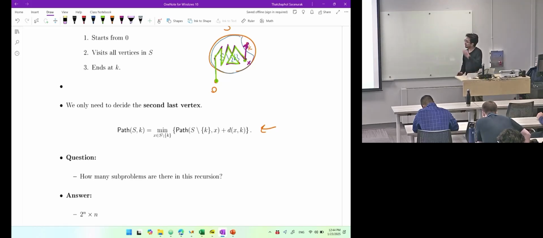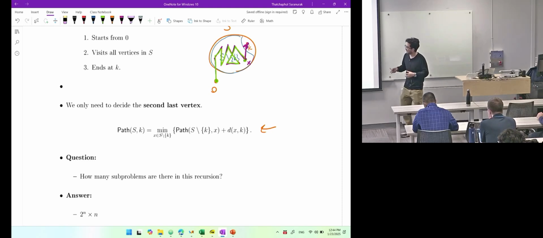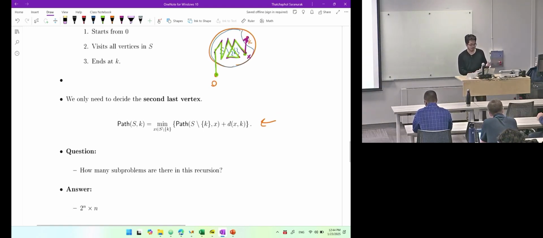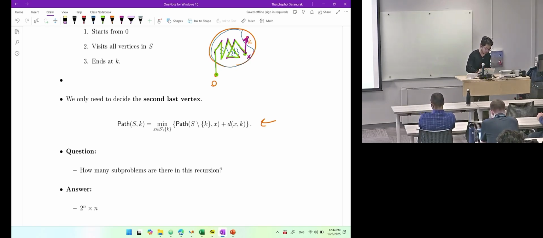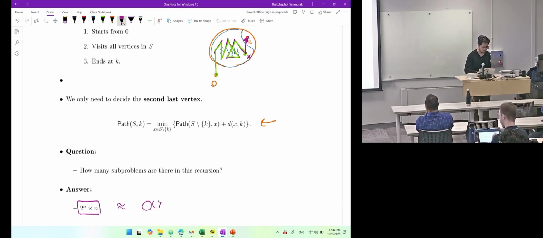Okay. So you can see that the table now has an index that depends on a set, not just like a 2D table, but you can think of it as a table of size 2 to the n by n. Right. Okay. Good. And if the number of subproblems is something like this, then you can hope to get a DP algorithm with this kind of running time.